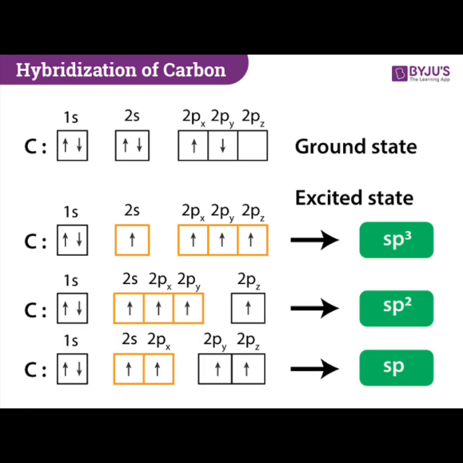So in the sp3 hybridization, one s orbital of that energy level combines with the p orbitals of that energy level to form 4 degenerate orbitals. Even though they are from the same energy level, according to the Aufbau principle, the p is still on a higher energy level than the s.